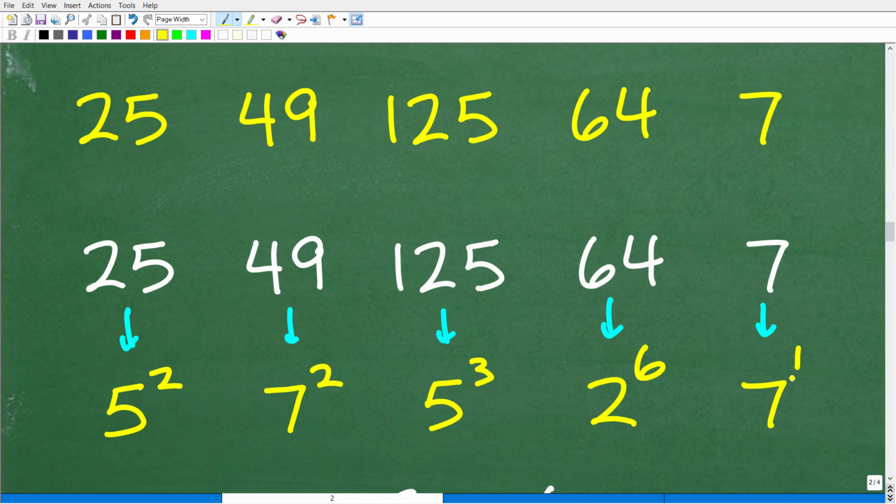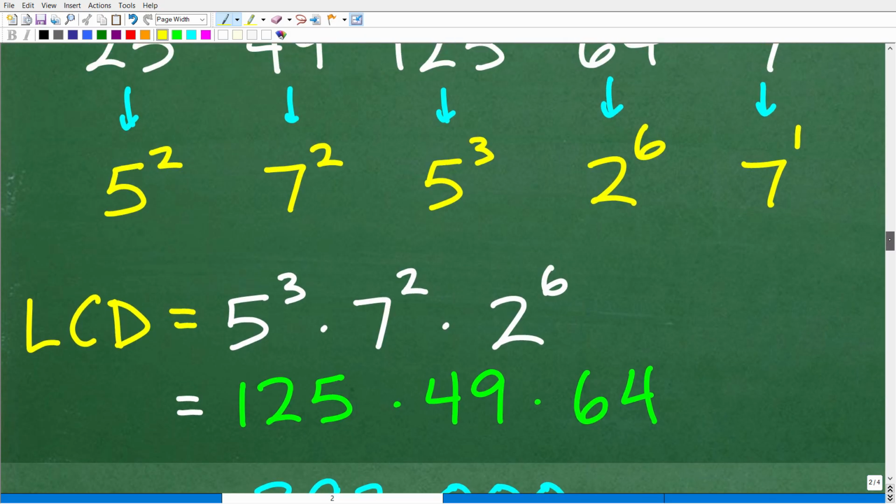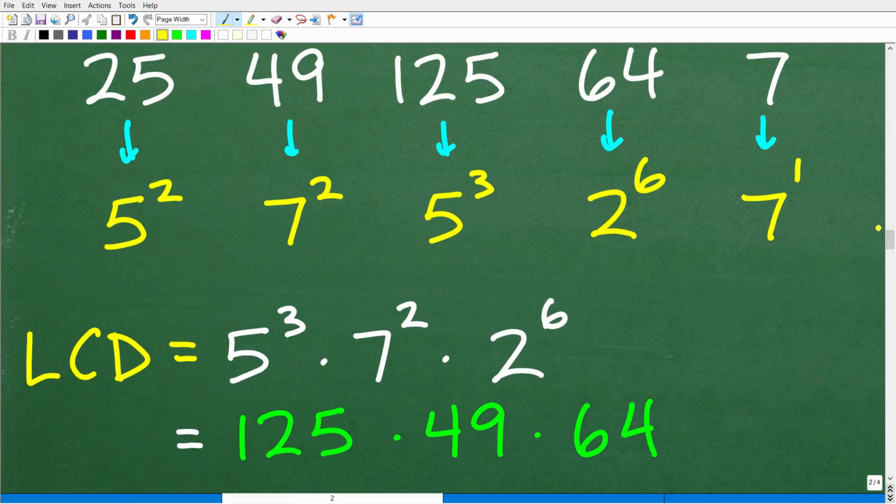All right, now this should be fairly easy to identify. So now we can just quickly build our LCD. I'm scanning my numbers here, and I'm thinking, let's take a look at all the unique prime factors. I have 5s. I have 5 squared and 5 to the third. So I'm going to take the highest power of 5 into our LCD.